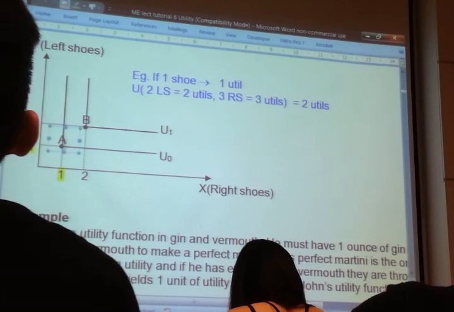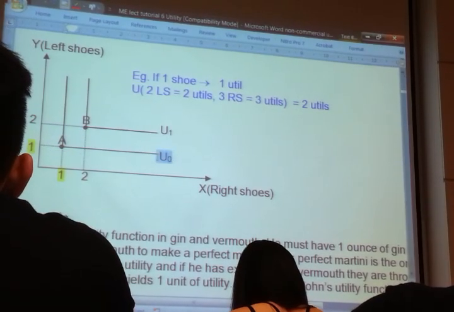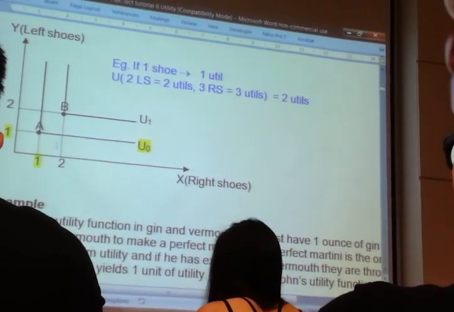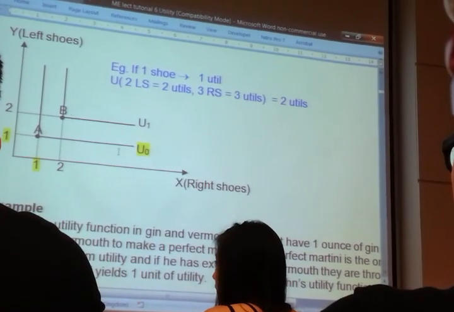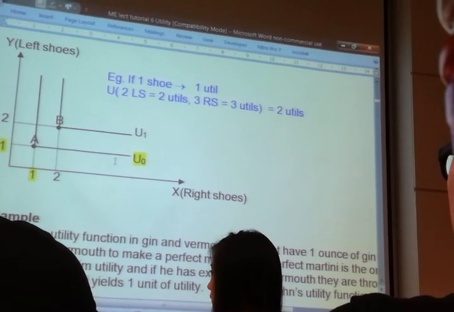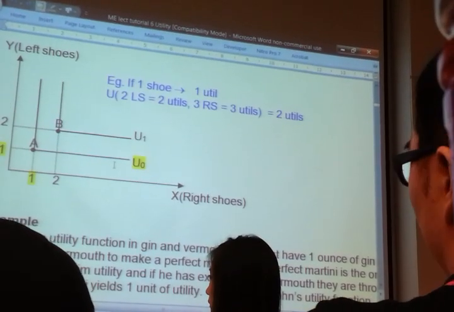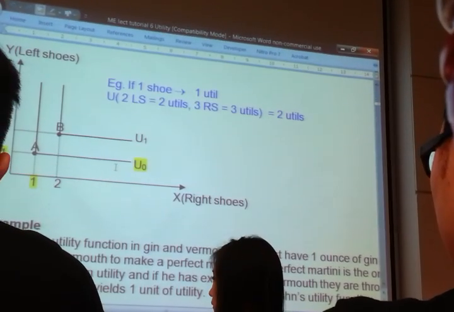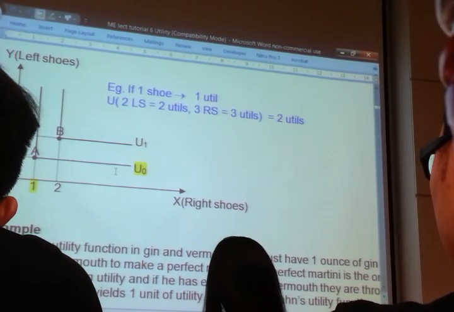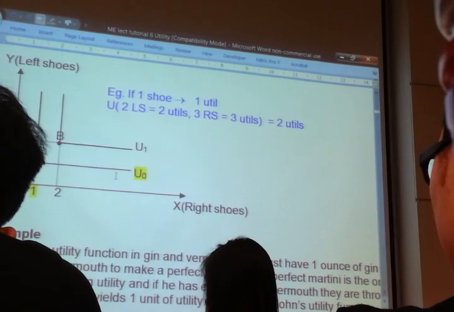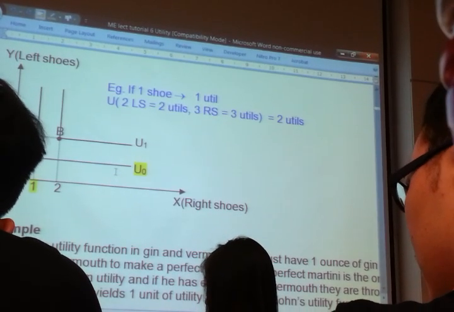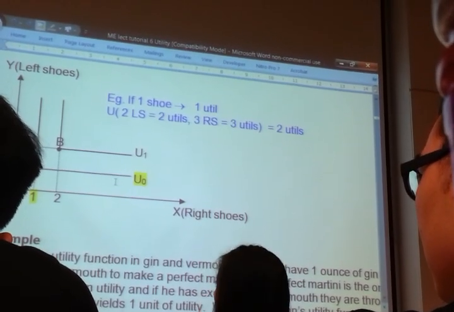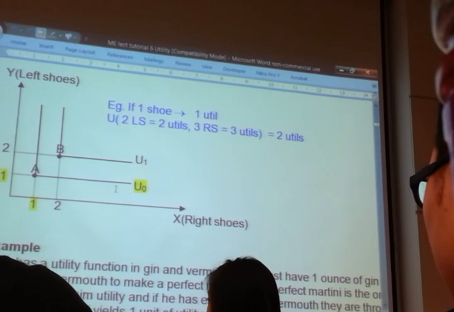Together, then, that means we are talking about point A. That will give you U0. Okay, this combination. Now, if I were to have one left shoe, so let's say my y is equal to 1. So on this line, your y equals 1. Now, if you have one left shoe, do you think that by increasing my right shoe to 2, can my utility rise? No. If it's one left shoe, two right shoes here, the utility will still be U0.